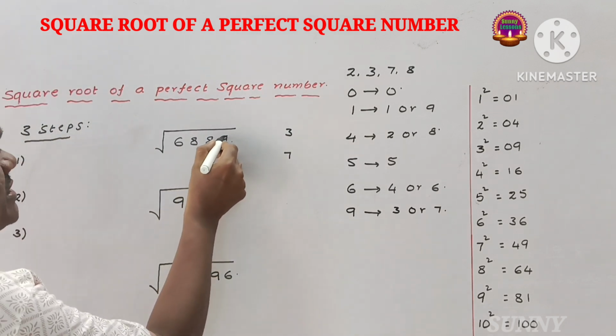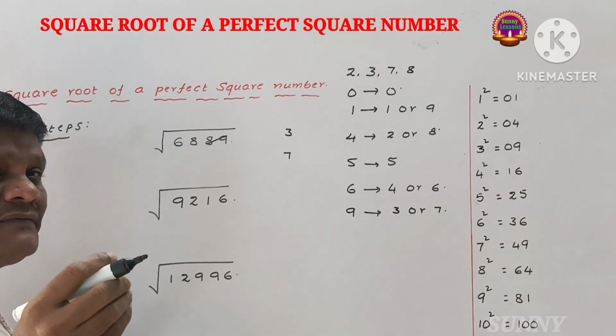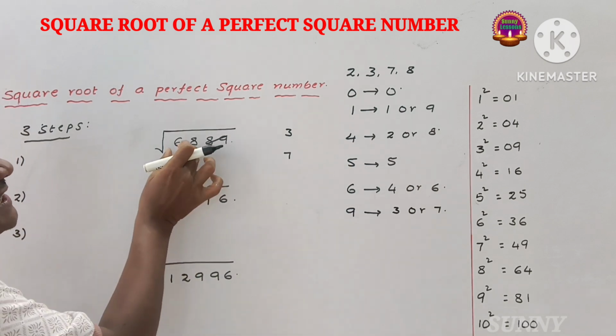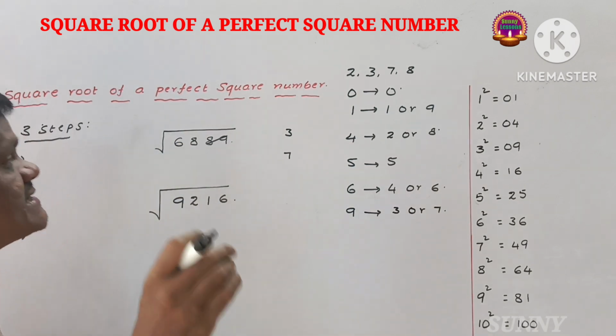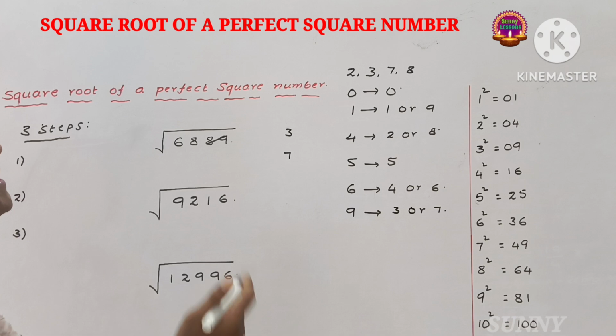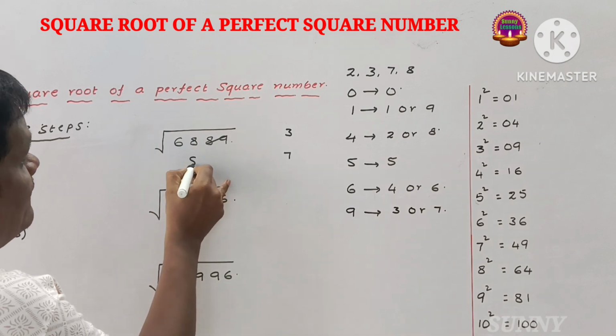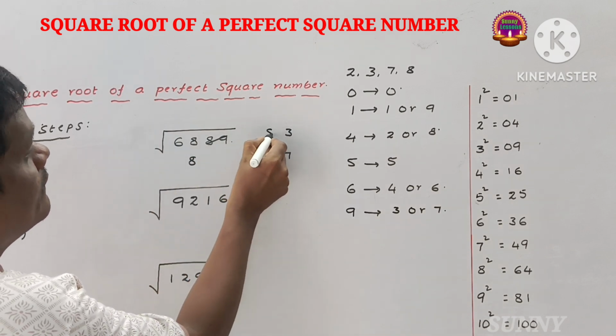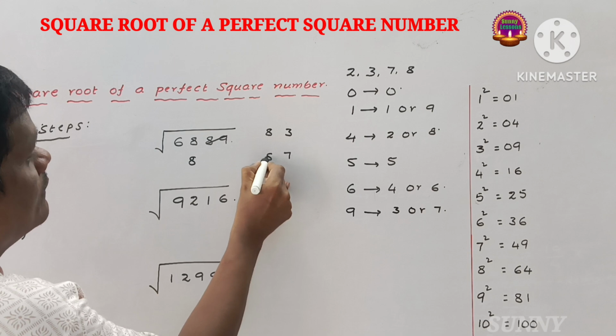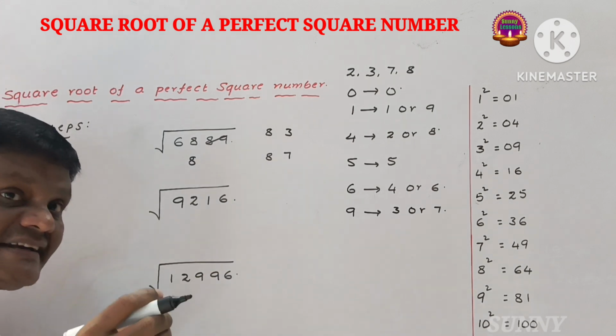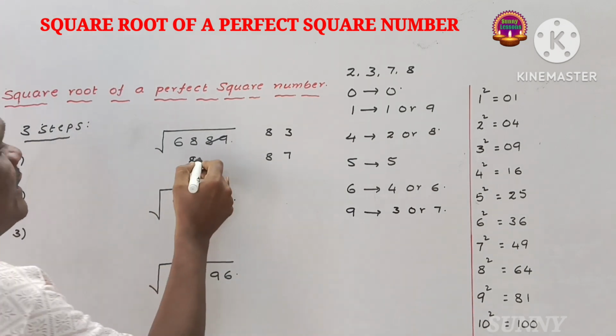Strike out the last two digits. Nearest perfect square number of 68 and less than 68. That is 64, which means 8 square. The product of 8 and the number immediately after it, 9.